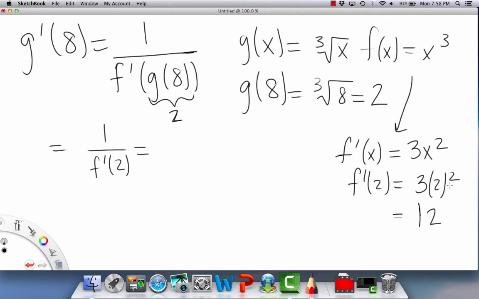Let's see, 4 times 3, 12. So then we just get 1 over this answer, which is 12. So 1 over 12 is our final answer.